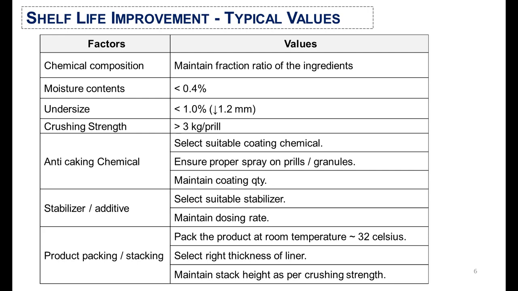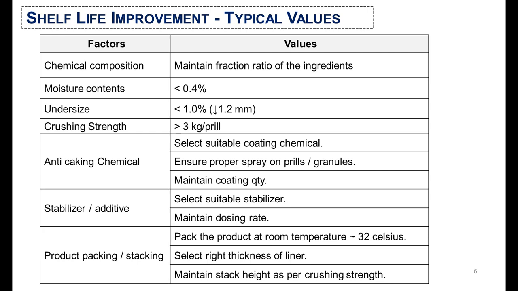First is the chemical composition, that there should be a proper fraction ratio of the ingredients involved in the production of a fertilizer. Second, the moisture content of a final product should be minimum, and typically it should be less than 0.4%. Also, the undersize in the final product must be less than 1% for the prill size less than 1.2 mm, and the crushing strength must be on a higher side, and typically it should be greater than 3 kg per prill.